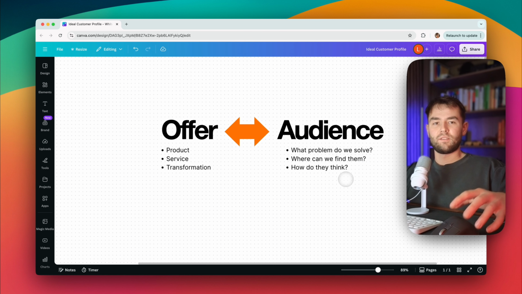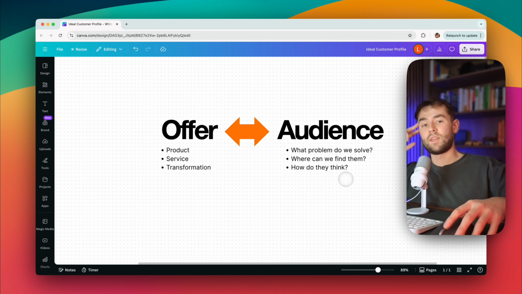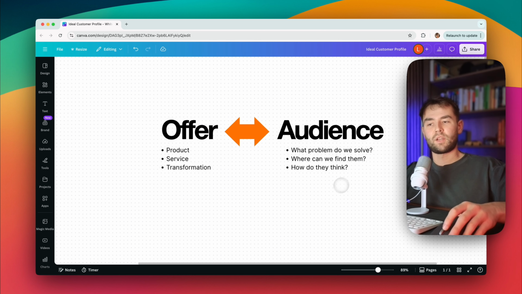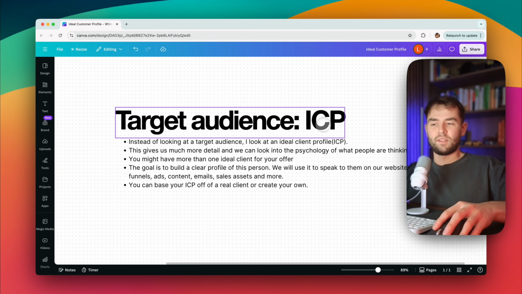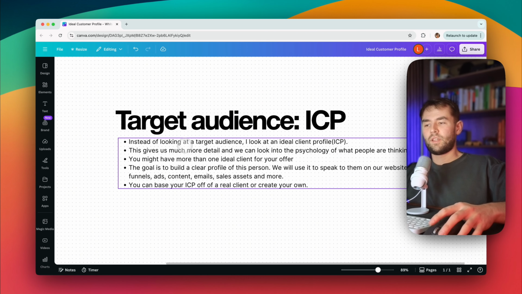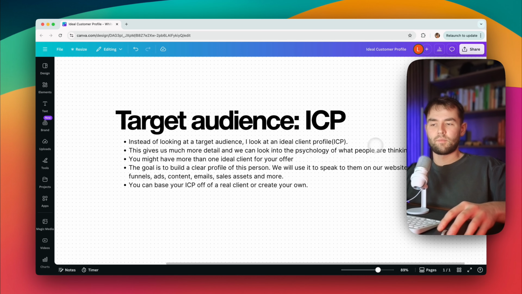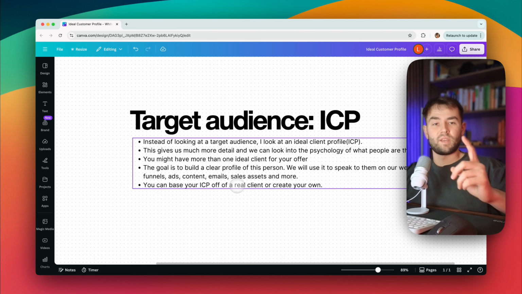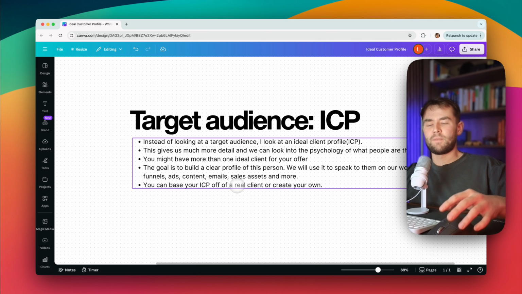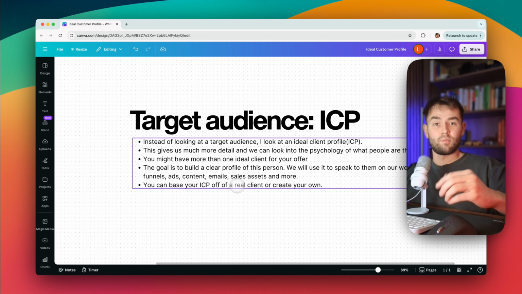So it's really getting into those deeper psychographics in their mind rather than what you might typically think of as a target audience. So I'm going to refer to the target audience as the ICP today. It's slightly different. Instead of looking at the target audience, I look at an ideal client profile, or ICP. So this gives us much more detail and we can look into the psychology of what people are thinking. So an ICP is an ideal client, so we're looking at one particular person, where a target audience is generally a little bit more general, and we don't get to go deep into the problems, the pains, and the things that are actually going to get them to buy.